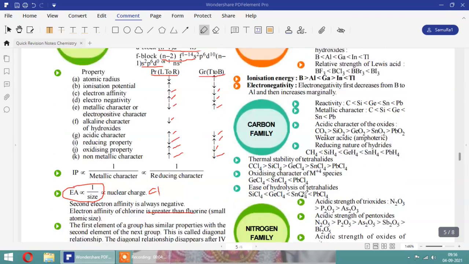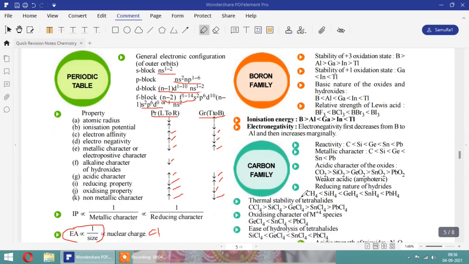Okay. Next, boron family. Stability of +3 oxidation state: B greater than Al greater than Ga, gallium greater than indium greater than thallium. Stability of +1 oxidation state: gallium less than indium less than thallium. Basic nature of oxides and hydroxides: B less than Al less than Ga less than In less than thallium.